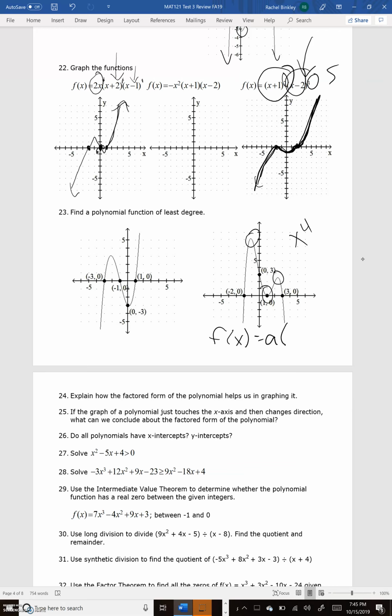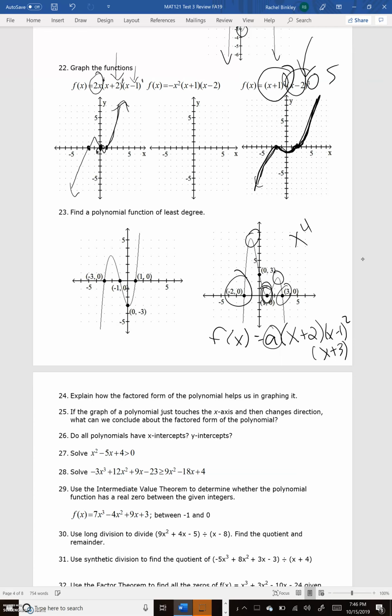Times, and then let's go ahead and put in our zeros. So we have x plus 2. That's going to be this 0 here, and it looks like it's just multiplicity 1. And then we're going to have x minus 1, and it just touches, so it's going to be multiplicity of 2, so x minus 1 squared. And then over here, we're going to have x minus 3, and that's just going to be multiplicity of 1. And that gives us our 4 points. So coolio. So x plus 3, multiplicity of 1.